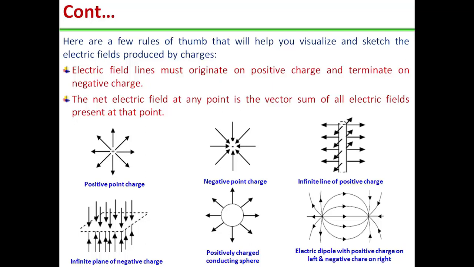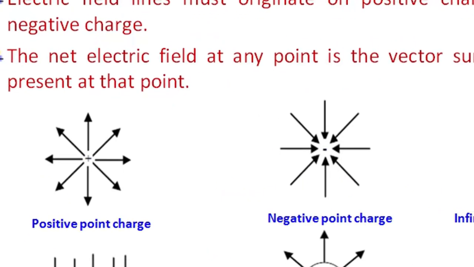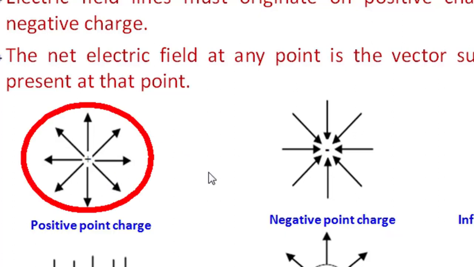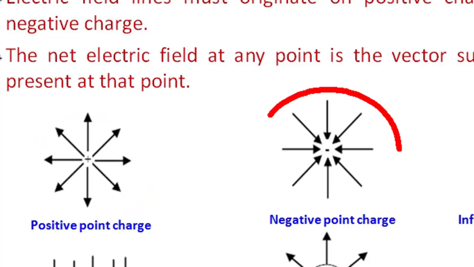Now you can look at this figure. You can see two point charges here. One is the positive charge, another is the negative charge. For the positive point charge, electric field lines diverge outwards. That means field lines are always directed out of the positive charge. And for the negative point charge, electric field lines converge towards it. That is, the direction of the field line is inward.